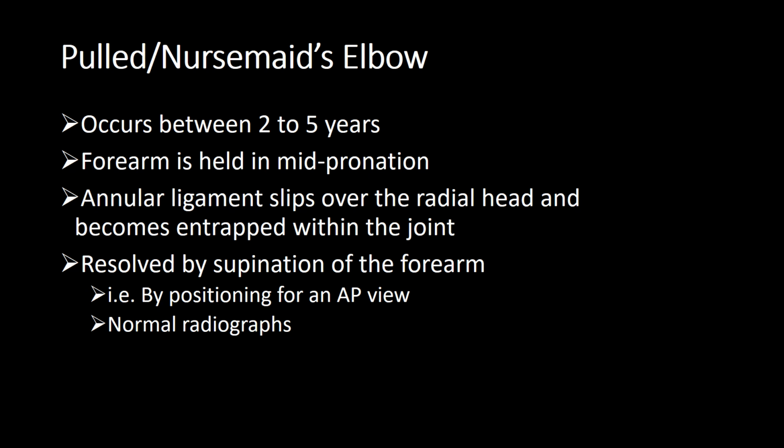And what happens is that with a pulled or nursemaid's elbow, this annular ligament moves back into the normal position when you supinate the forearm. So basically, by putting your patient into an AP view, you will then reduce the injury. And so classically, you get normal appearances of the radiographs.